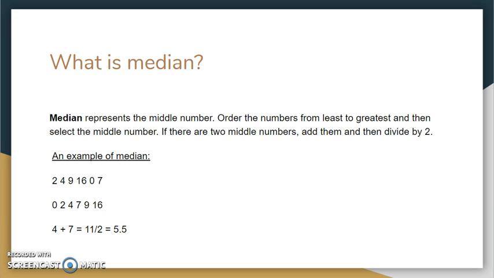What is median? Median represents the middle number. To find the median, we order the numbers from least to greatest and then select the middle number. If there are 2 middle numbers, then we add them and then divide by 2 to find the median.